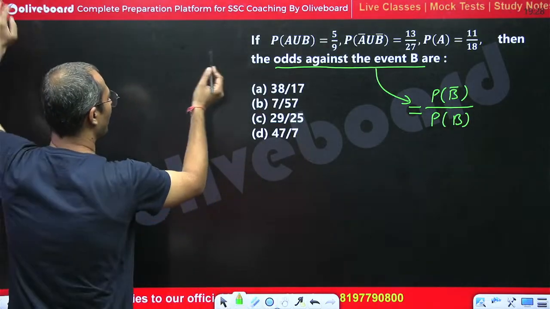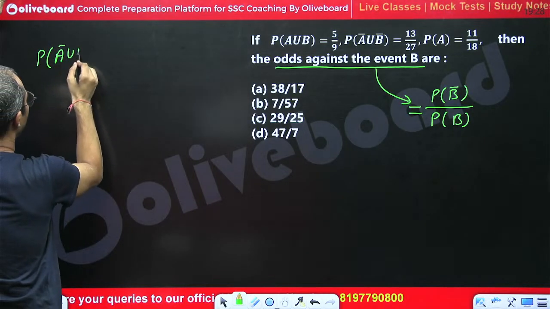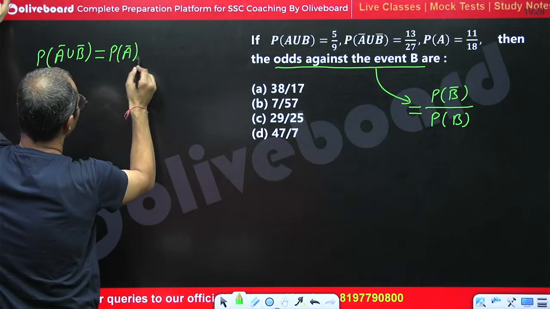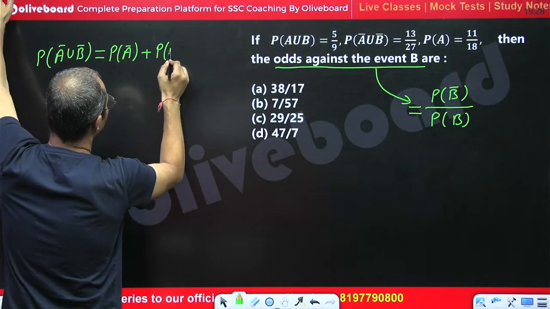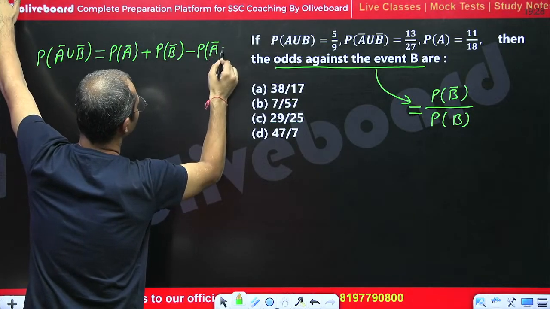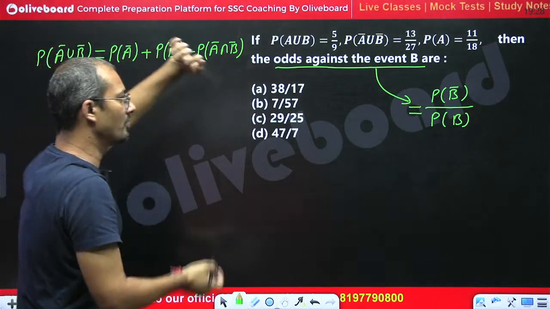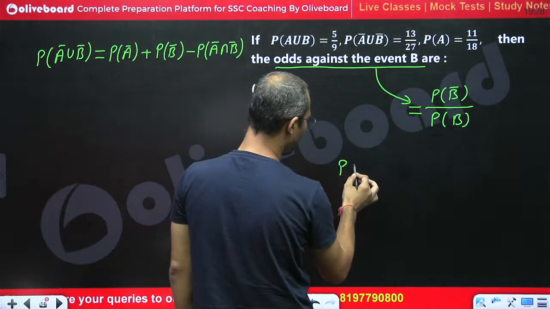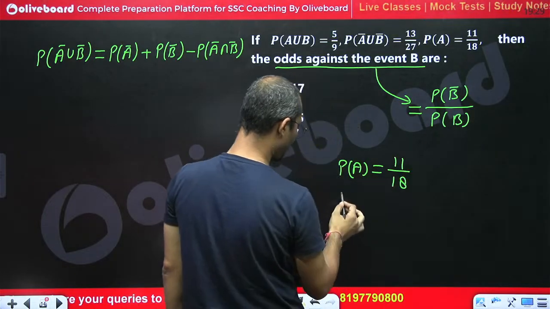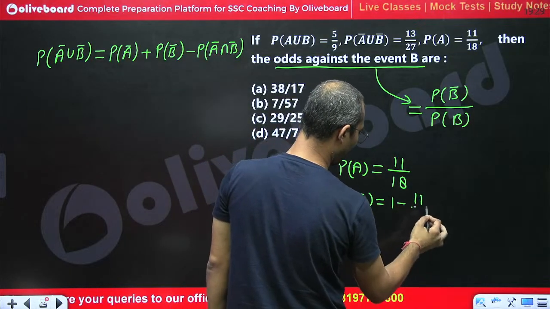We know the formula: probability of A bar union B bar would be equal to probability of A bar plus probability of B bar minus probability of A bar intersection B bar, right? We know that the probability of success of A is 11 by 18 and the probability of failure of A would be equal to 1 minus 11 upon 18.